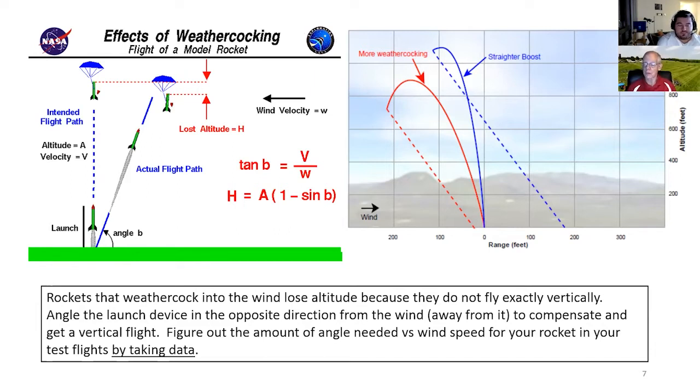So you know what to do. If the wind is 10 miles an hour at the finals, and you've got your lookup table, you know that if it's 10 miles an hour of wind, I need to angle my rail 3 degrees downwind, or 2 degrees, or whatever your data tells you.